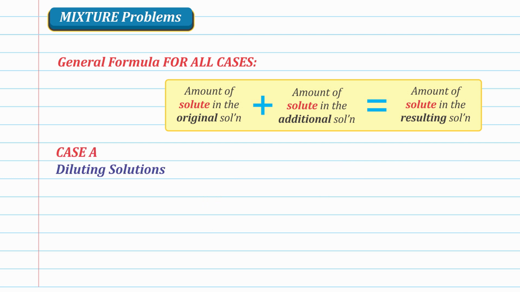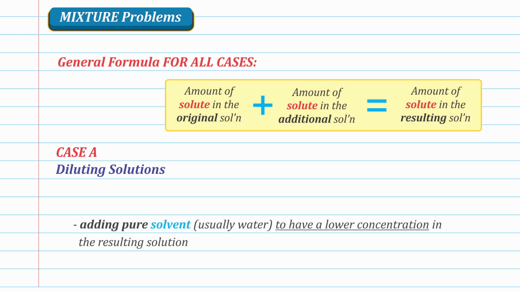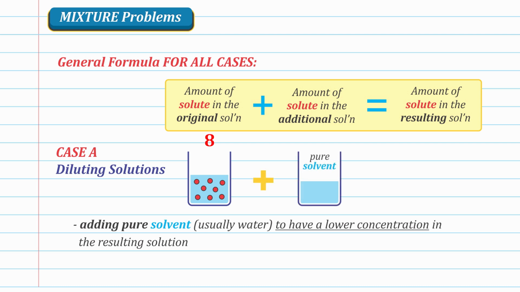Solving mixture problems is better learned if we separate them in different cases. Case A involves diluting solutions. It means adding pure solvent, usually water, to have a lower concentration in the resulting solution. To visualize this, we have an original mixture here with 8 granules of salt. Then we add pure water, which of course contains no salt. Thus, it results in more water in the solution, but with the same number of salt granules as the original.